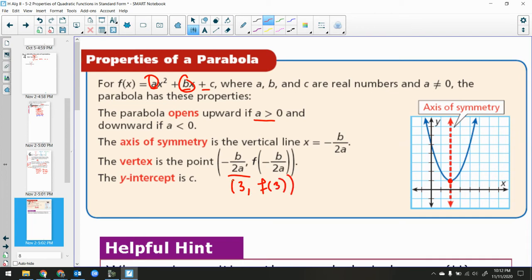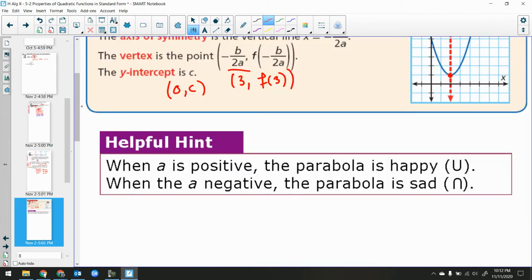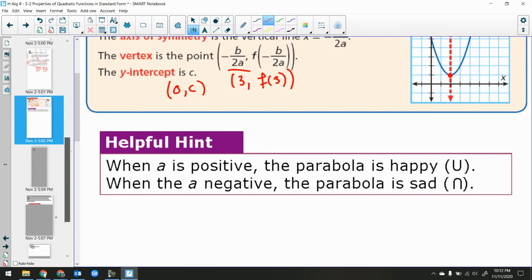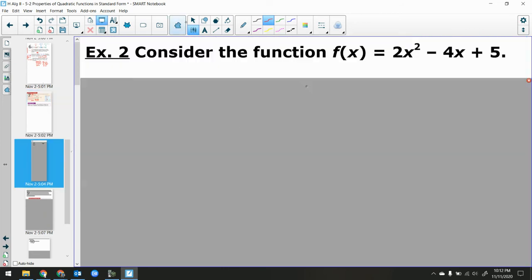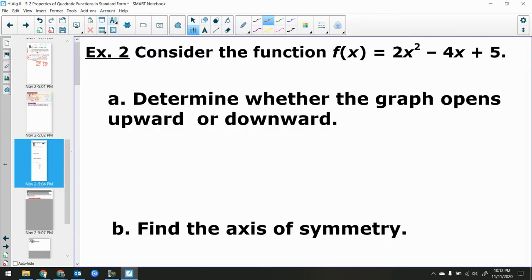That's the notation here. You find negative b over 2a and then plug it in, f of negative b over 2a. And then the y-intercept is always c, or (0, c) if you wanted to write it that way. The book likes to get funny, and they like to say, when a is positive, the parabola is happy because it's positive. When a is negative, the parabola is sad. Well, it opens downward. All right, so let's put that all together and graph this function.